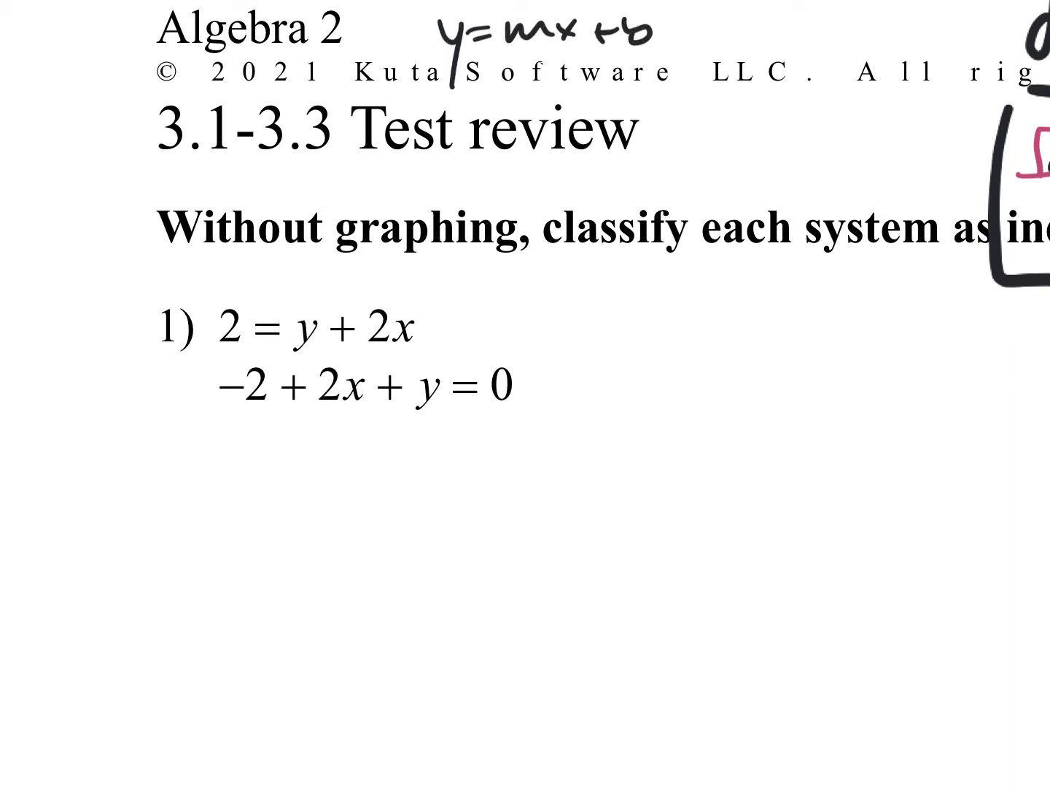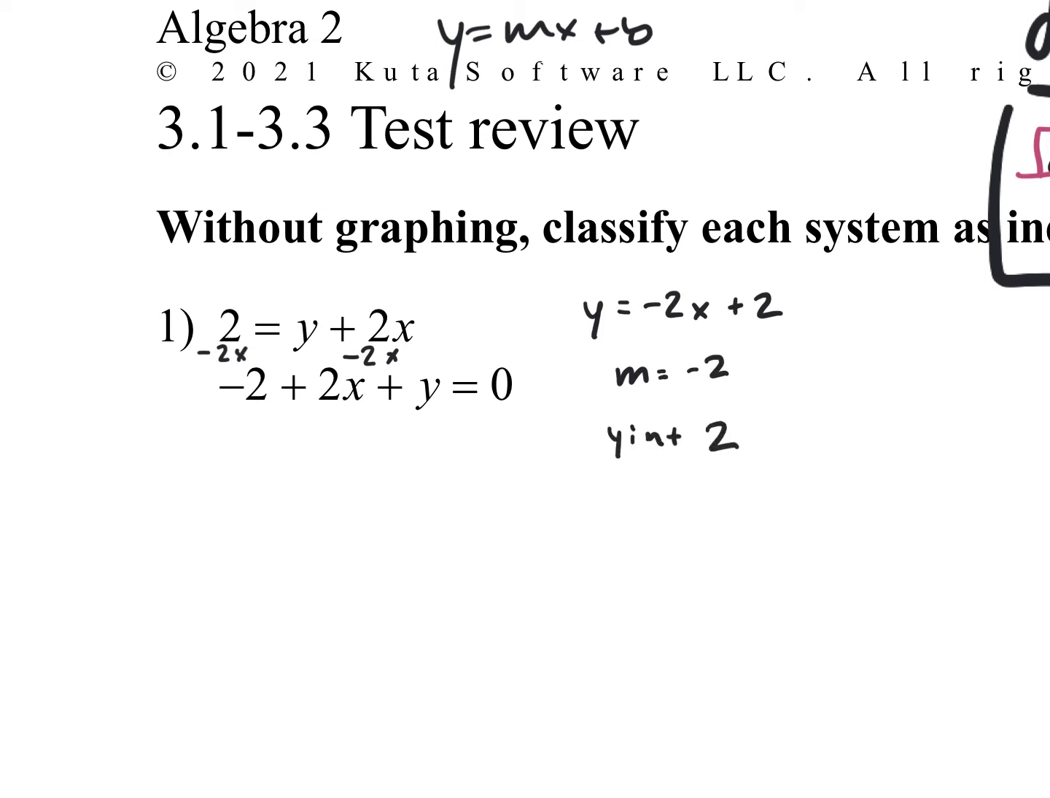So for the first equation, how do I get it into y equals mx plus b form? Subtract 2x on both sides. So I have y is equal to, what comes next? Negative 2x plus 2. So what's my slope? Negative 2. And what's my y-intercept?